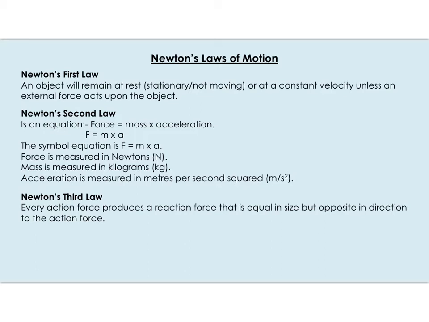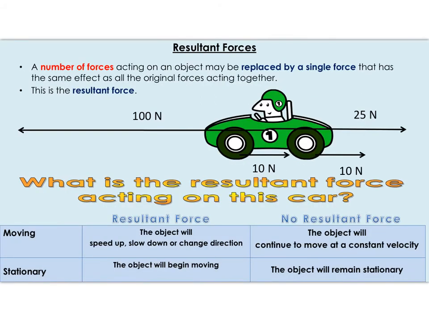So for example, if I go up to a wall and push on the wall, I provide an action force to the wall. So my force is acting from me onto the wall. But the wall would push back on me with the same size force, so the same magnitude, but it would act in the opposite direction.